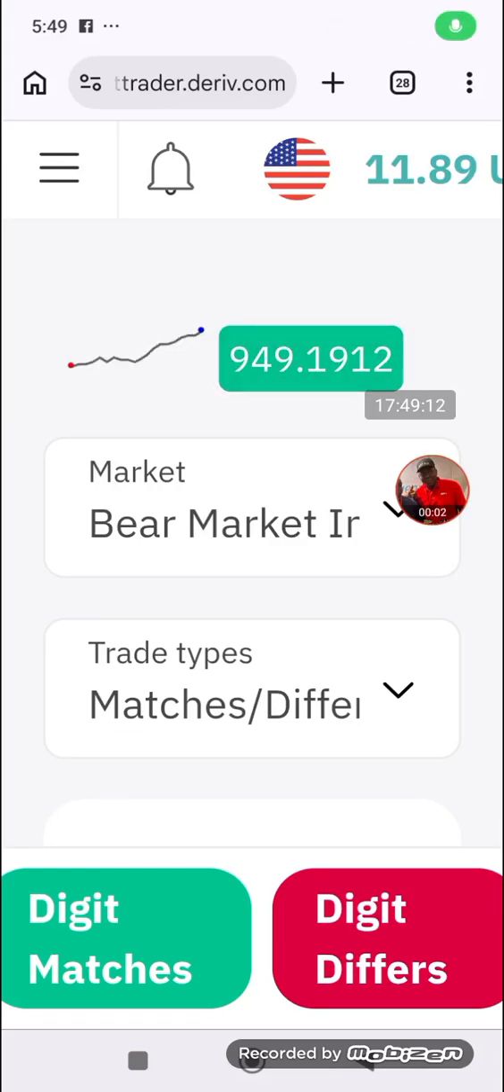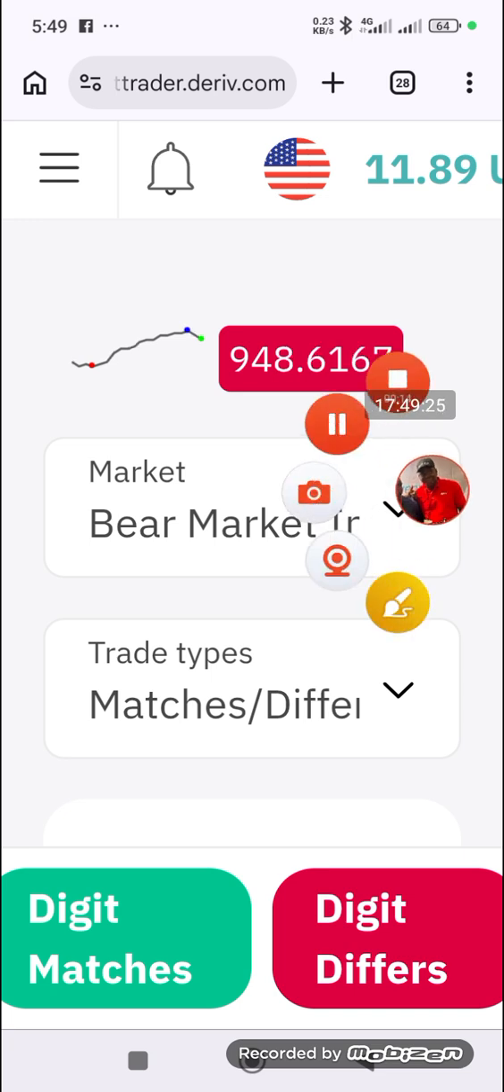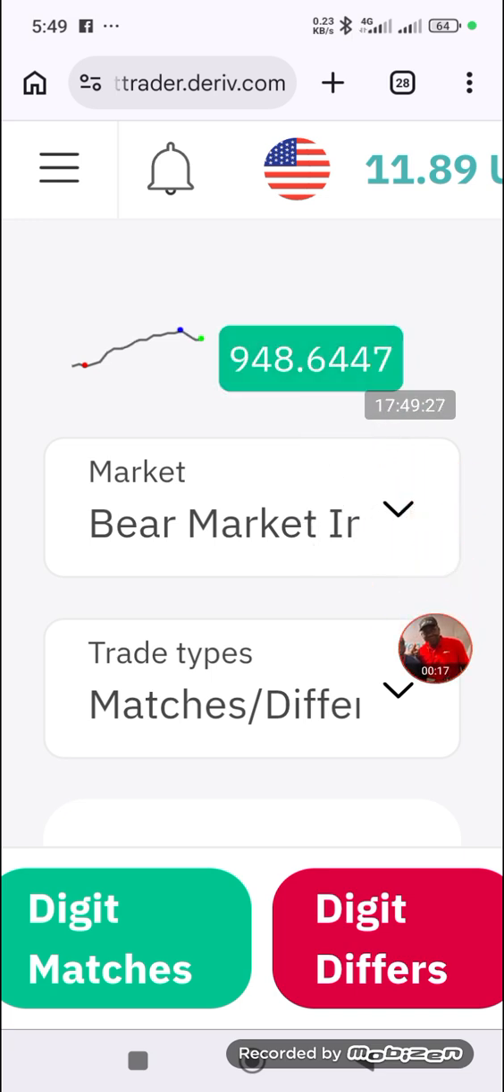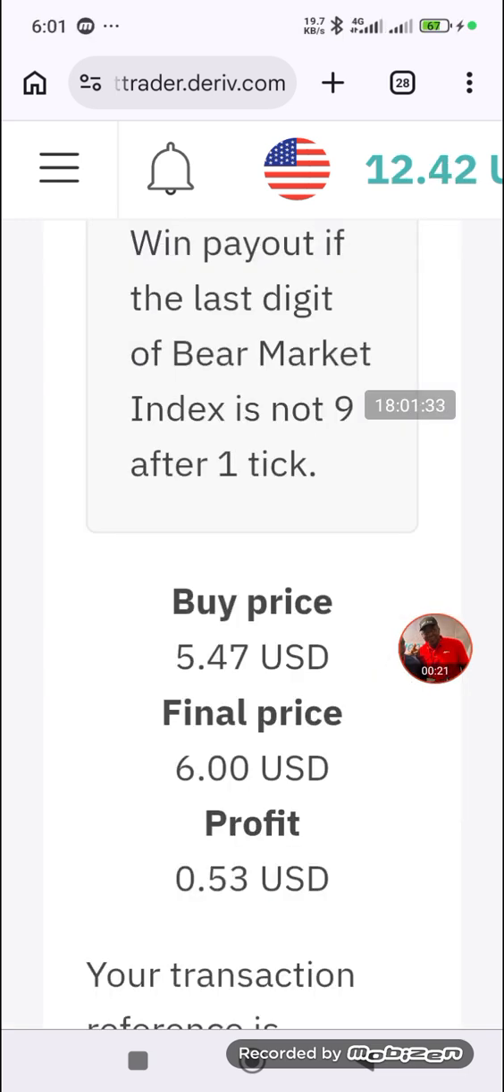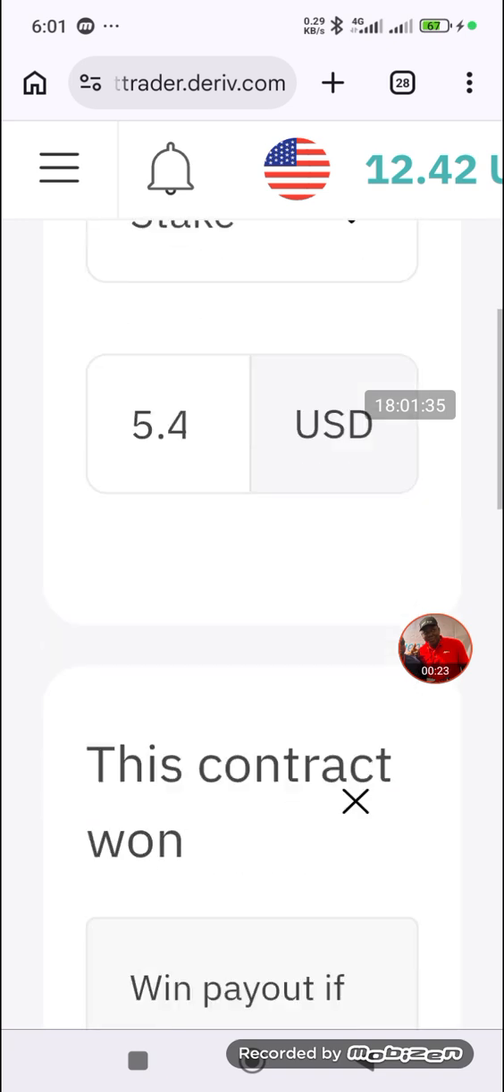Okay, I want to share how to trade digit differ, but I'm going to pause and wait for when I have a signal. Okay, I just made a trade.